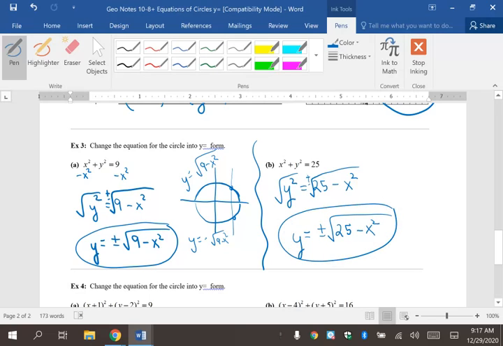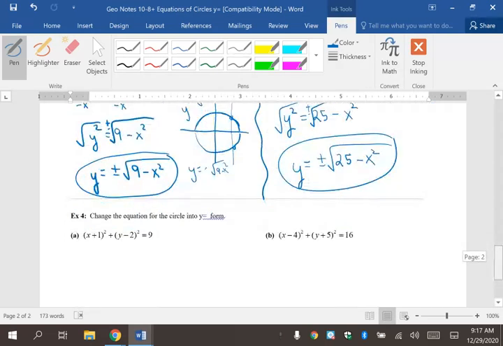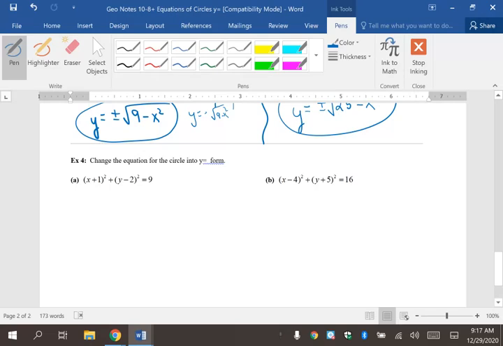These algebra problems can get a little more challenging, so let's go ahead and do A and then B. We want to solve for y, so subtract your quantity of x squared from both sides, so 9 minus this quantity, x plus 1 squared. Then take the square root of both sides. Remember to put plus or minus over here.